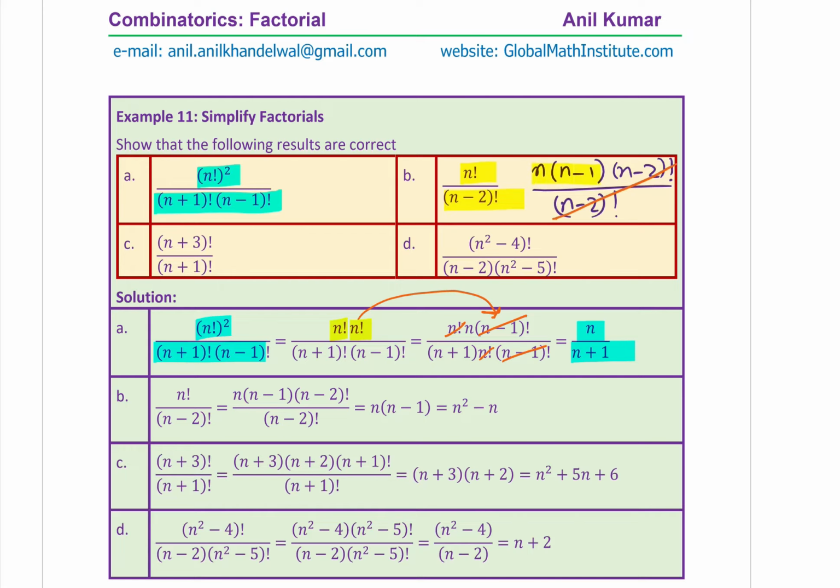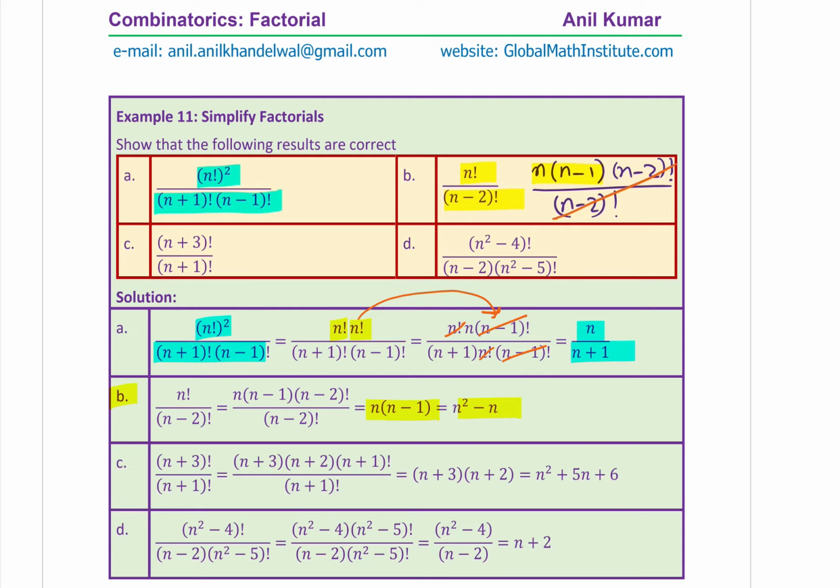Correct. N times n minus 1. That's what I got. N times n minus 1. You could write it like this or expand and write like a polynomial n square minus n. So many times in questions related to factorials, you will find polynomials as your end result. This is how you get them.